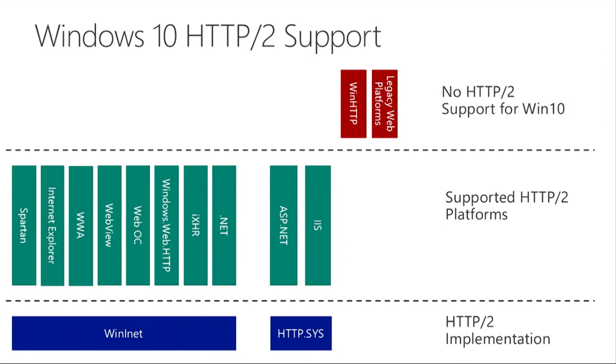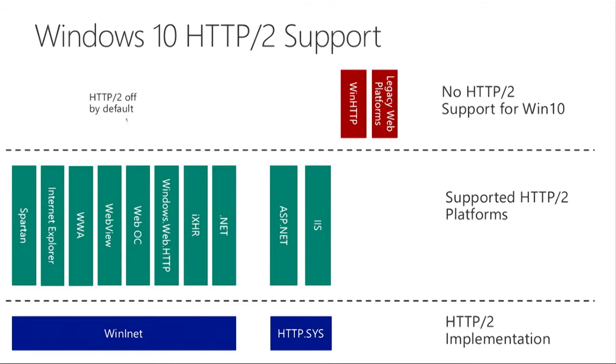And then over the top of that, we have a number of application platforms, and all of these get HTTP2 support automatically. Spartan, for example, will have HTTP2 support on by default. So when we hit a server that supports HTTP2, this will get negotiated, and then the connection will continue as HTTP2 when both the server and the client support it. The same thing for IE, WWA, WebView, WebOC.